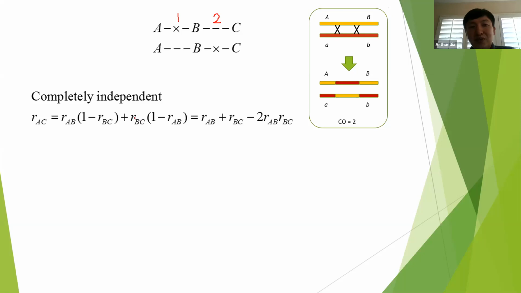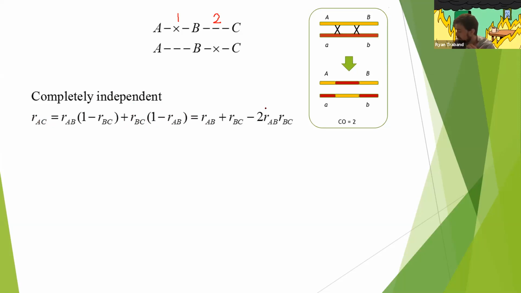So if you have a crossing over in region 2, you're going to use this probability, and this probability is showing that there's no crossing over in region 1. So you add up these two probabilities, and this gives you what? This gives you the recombination frequency between A and C, right? Is that clear? All right. So if you do a little bit of algebra, you can express this equation like this.